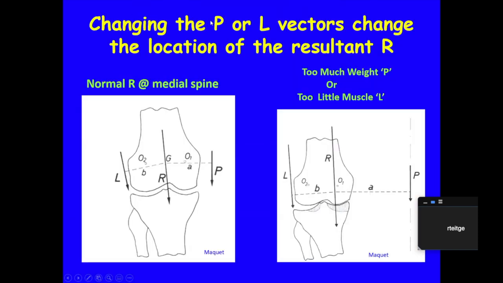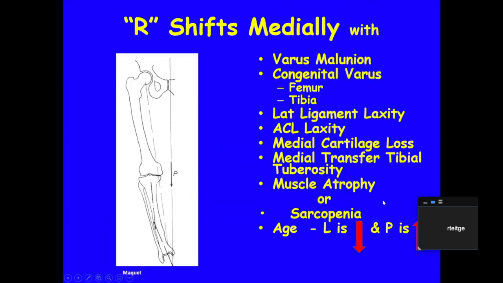So if we change the weight or we change the lateral muscle vectors, then we get a change in the location where the resultant vector crosses the joint. Normally it crosses near the medial tibial spine. If we add weight or we take away muscle, the resultant vector will shift towards the medial compartment, and we'll begin to get a medial compartment overload.